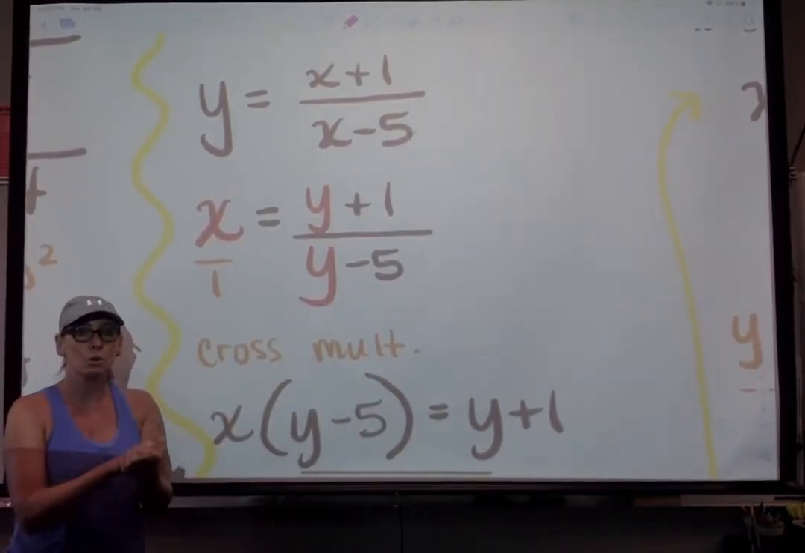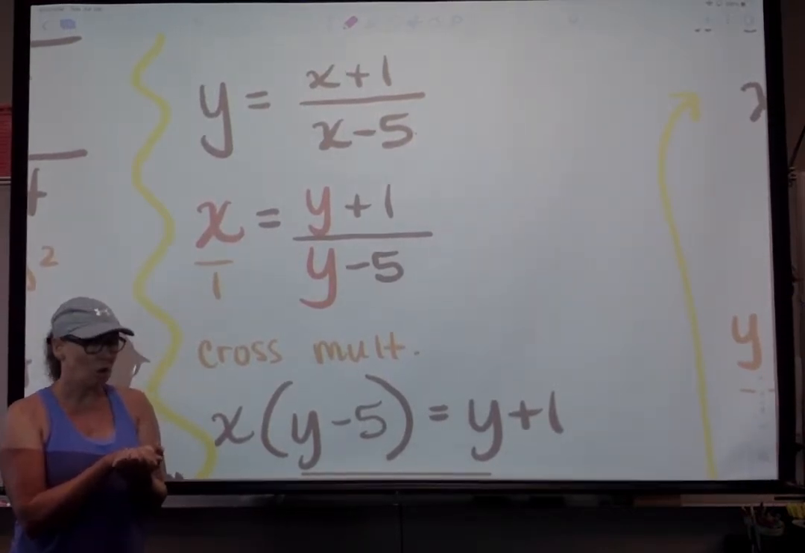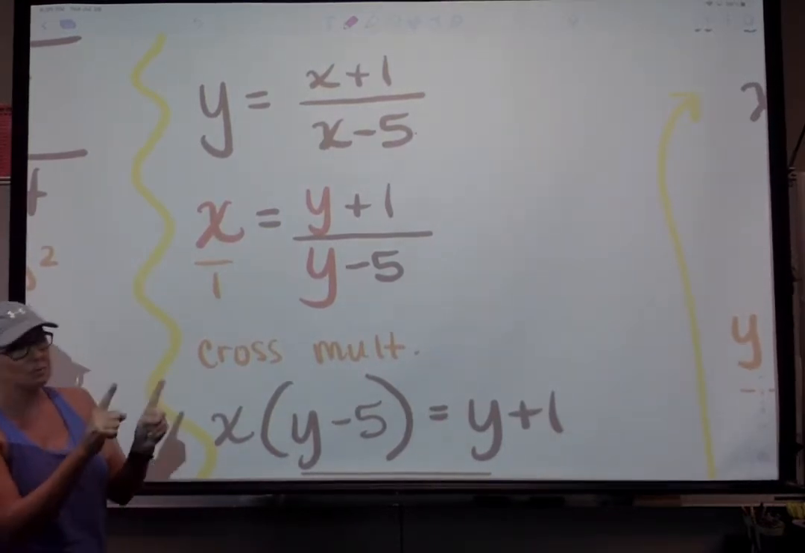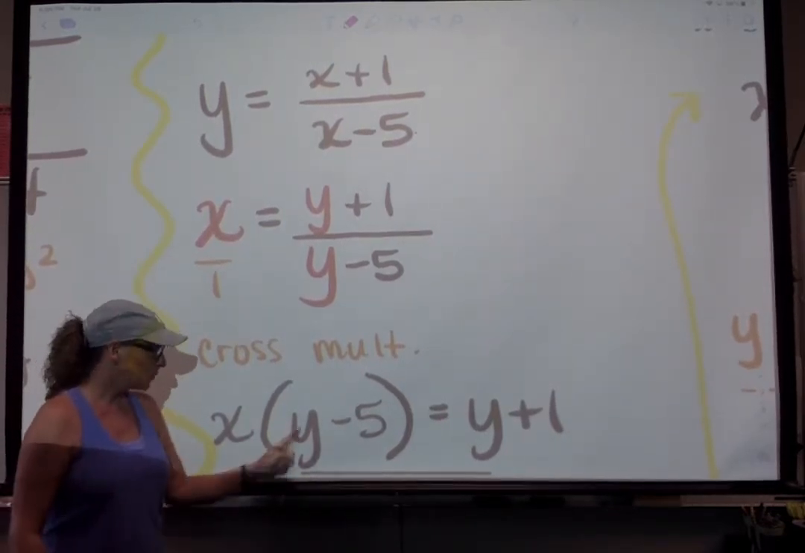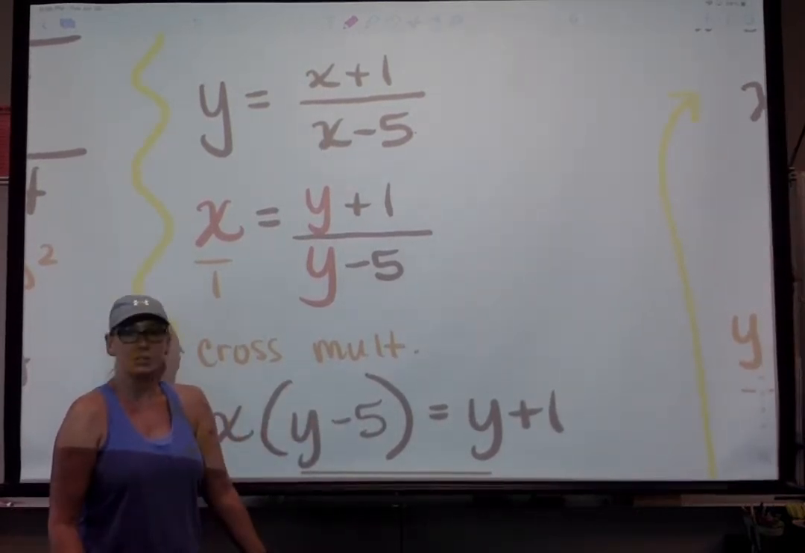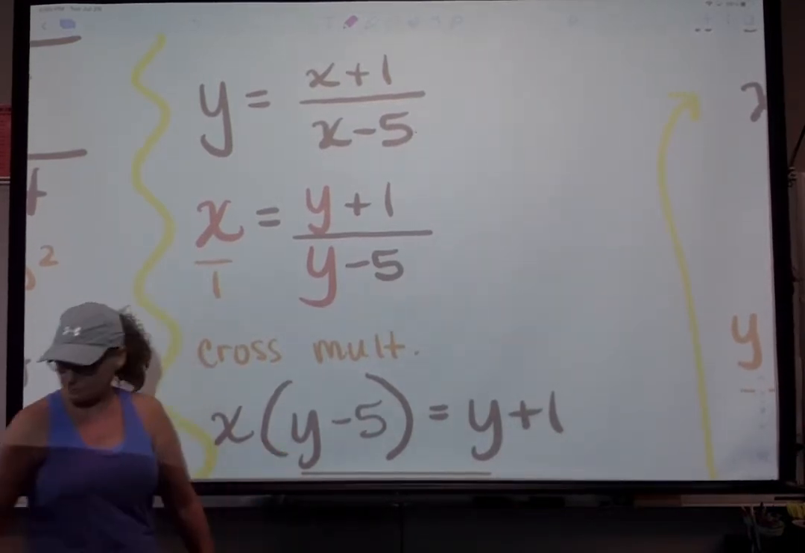Remember your goal. Get y on one side all by itself. Well, right now it's on both sides, and slight problem, y is trapped in the parentheses. You know what to do. How do you get rid of those parentheses? You distribute your x.